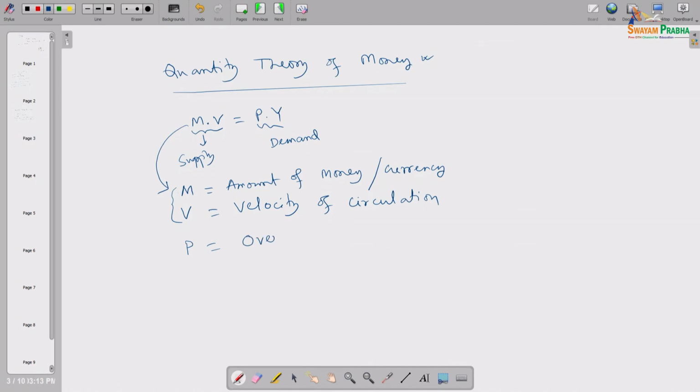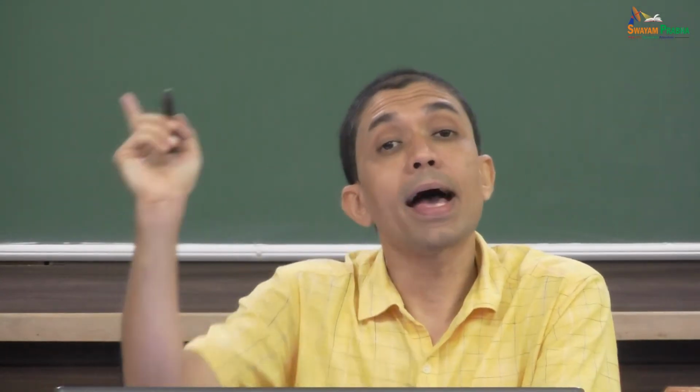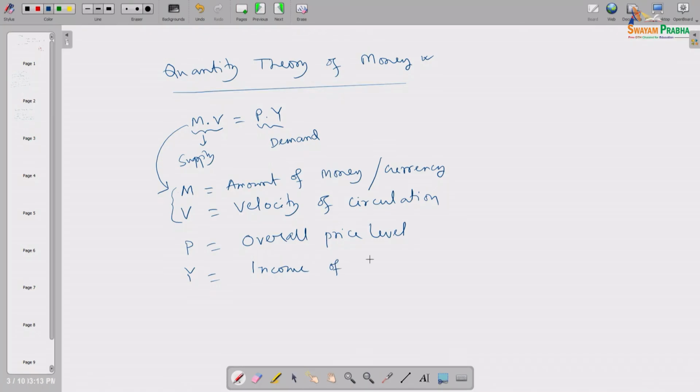P is the overall price level. We have discussed the GDP deflator of a country, which is a price index to capture the overall price level for all the goods and services produced within that economy. That is the price level P, the average price level of the entire basket of goods and services within that country. And Y is the income of the overall economy, like GDP, the entire country's income, not my income or your income.